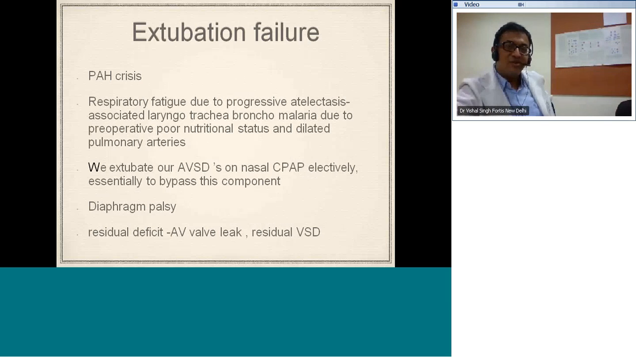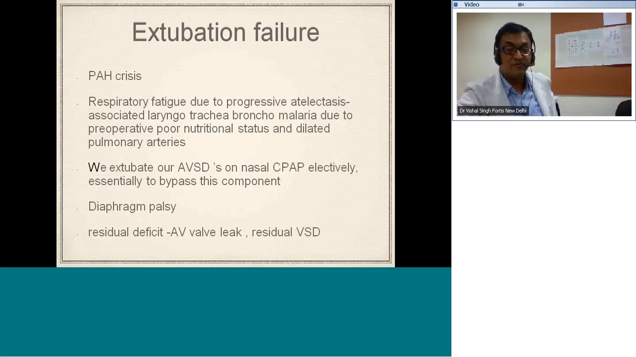What are the reasons for extubation failure? Pulmonary hypertensive crisis. Second is respiratory fatigue due to progressive atelectasis, due to associated laryngotracheobronchomalacia, due to preoperative poor nutrition status, and dilated pulmonary arteries compressing the weak airways. In view of these two things, we normally extubate our AVCs to nasal CPAP, especially if they're below 6 months, to bypass this component altogether.